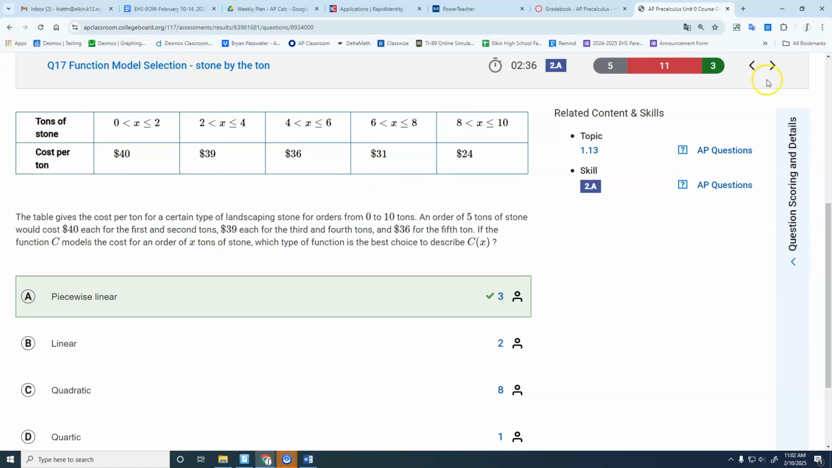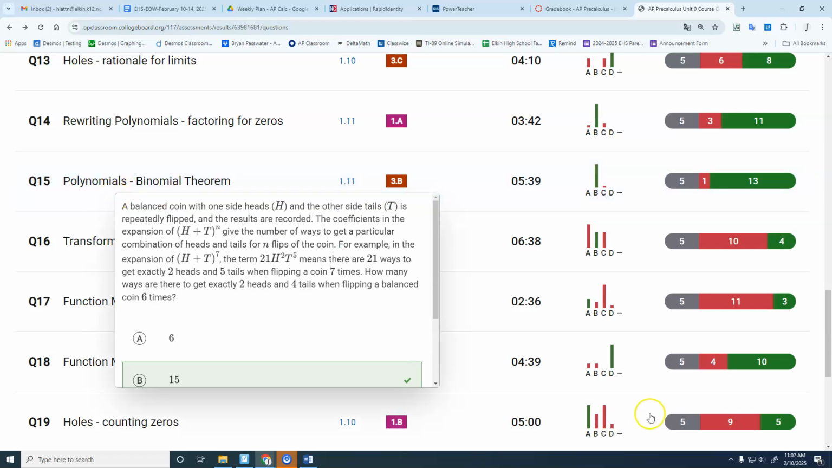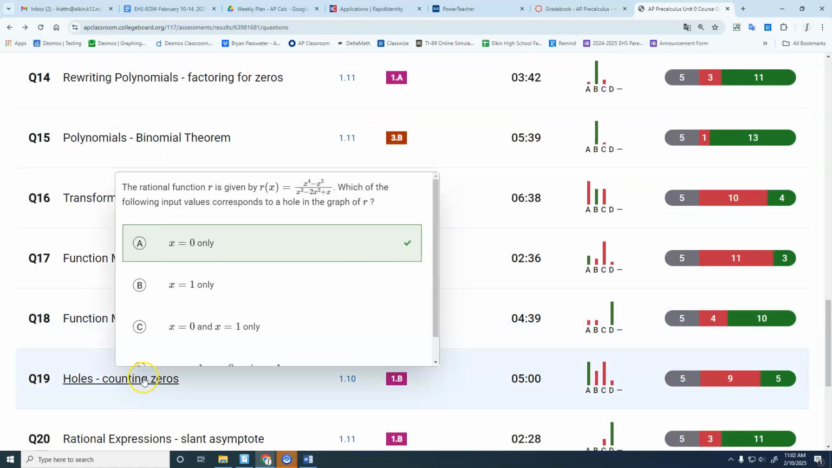I don't like that one. We're not going to do that one. What is it? Quartic would be to the 4th power. I'm going to go over these that we missed most first, and then if we have time, we'll look at them.